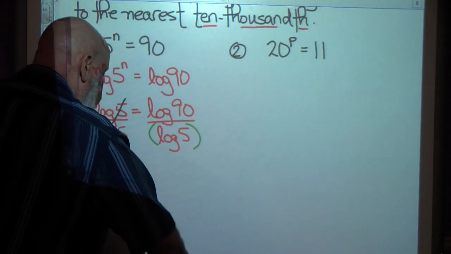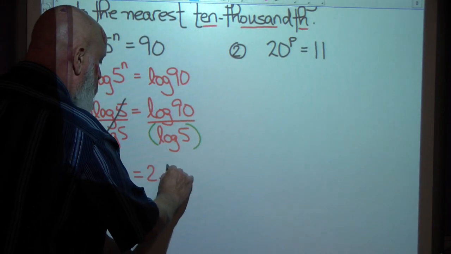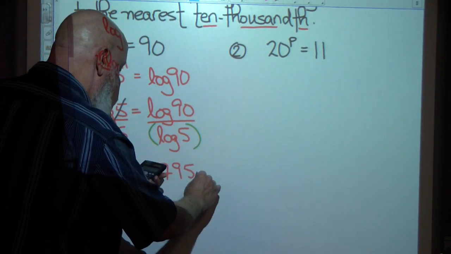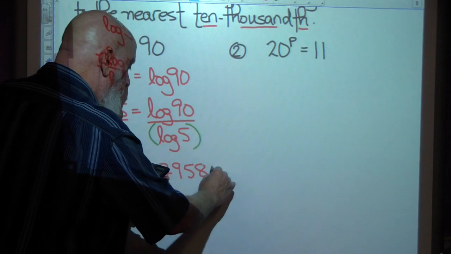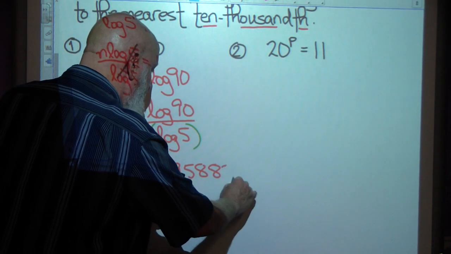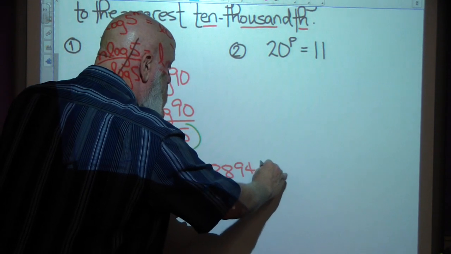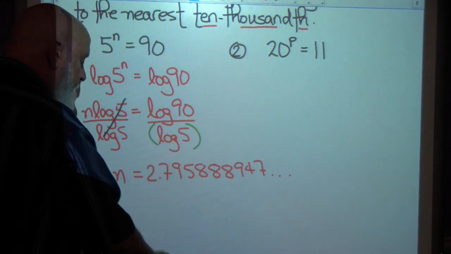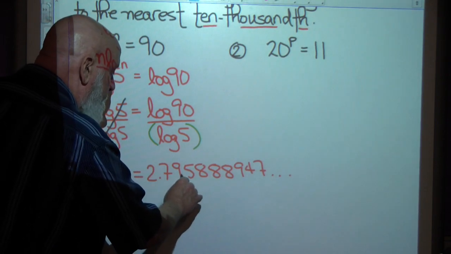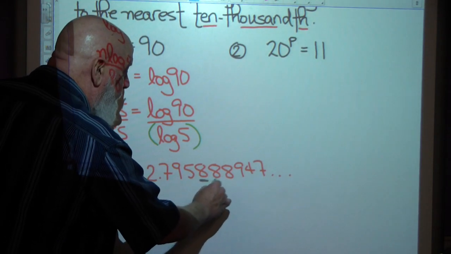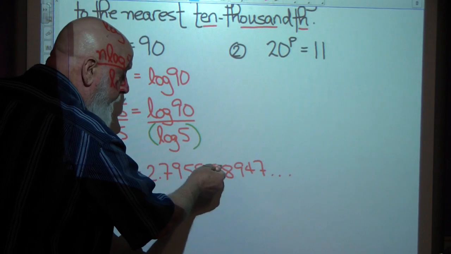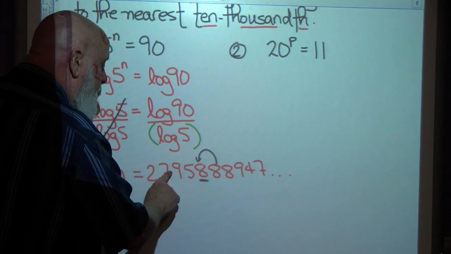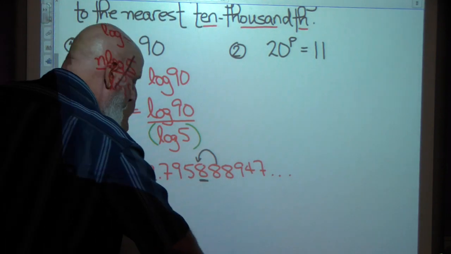I've got 2.7959. What I actually got was 2.795888947, and this continued on. It'll never end. It'll never repeat. I'm asked to round it to the nearest 10,000th. So that's the fourth decimal place. Because the next digit is 5 or greater, that will round up to a 9. So I would call it 2.7959.